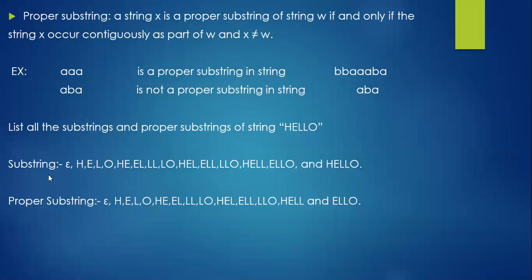All these we are calling as what? Substrings of hello, including hello. Hello can be called a substring of itself. But just observe the proper substring. Each and everything we are writing in the substring, the same we are writing, but excluding hello. Why? Because of this condition. Okay, students.